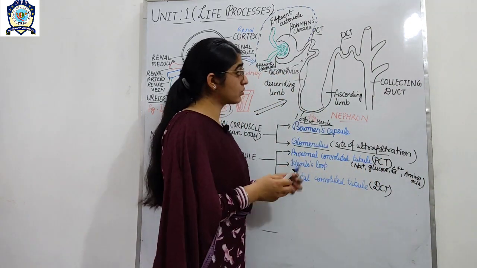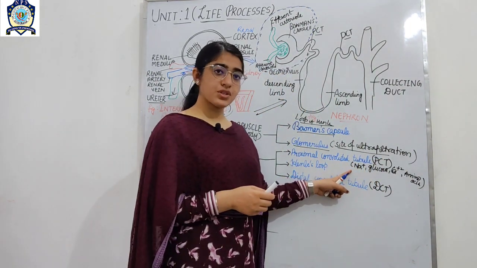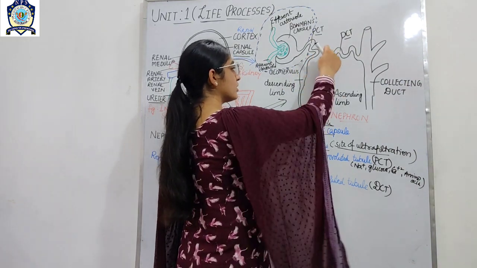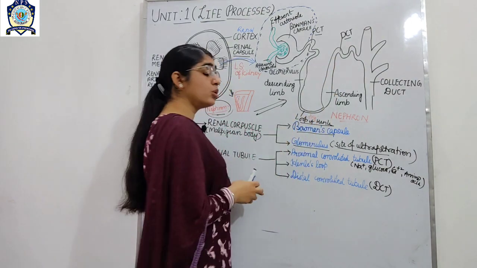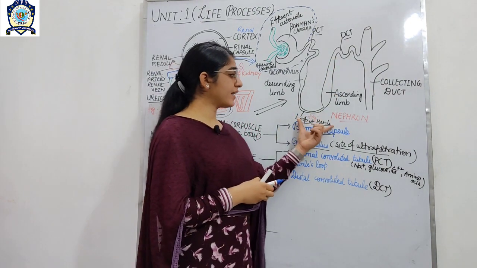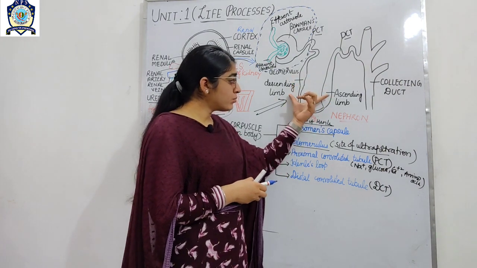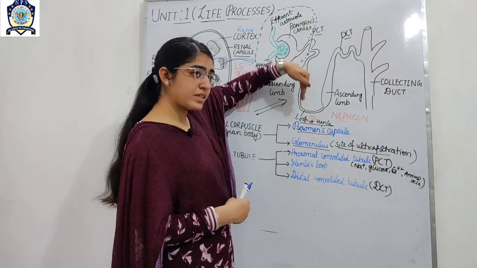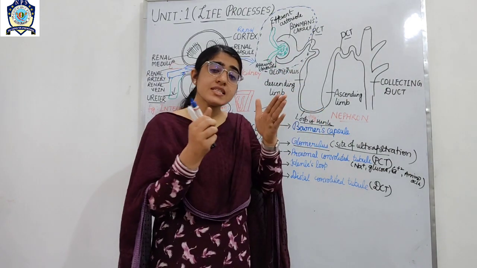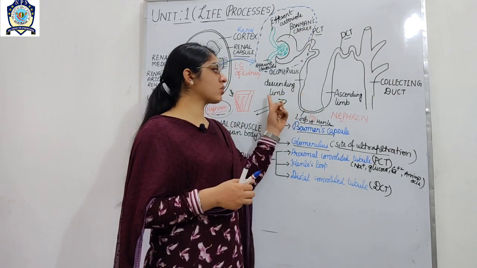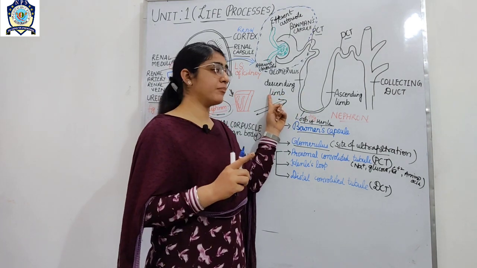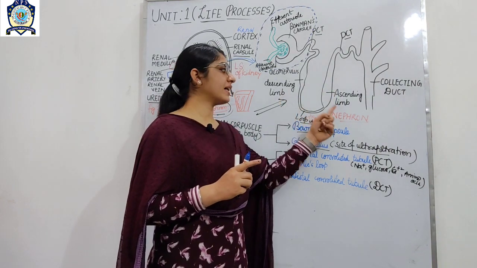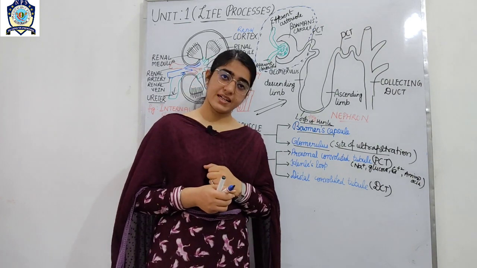So this was all about the proximal convoluted tubule. The proximal convoluted tubule further extends and forms the loop of Henle. The loop of Henle again forms two parts. One tube is extending downward, which is thin, and that thin tube is called the descending limb, and the upper one is thick in comparison to the descending limb, and that tube is called the ascending limb.